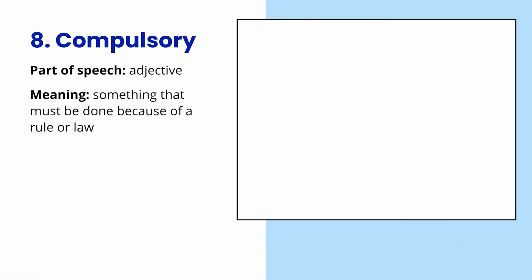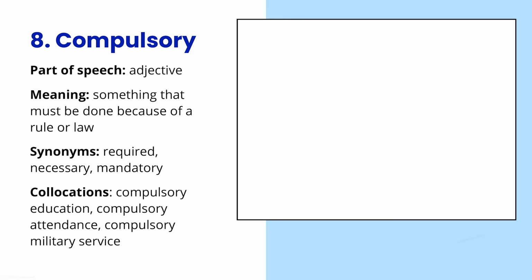Moving on to number 8, which is compulsory. Compulsory is an adjective, and it means something that must be done because of a rule or law. So it must be done. Synonyms: required, necessary, and mandatory. Collocations: compulsory education. So this means education that you must do because of a certain rule or law. Compulsory attendance. Same thing, it means you must go to something.